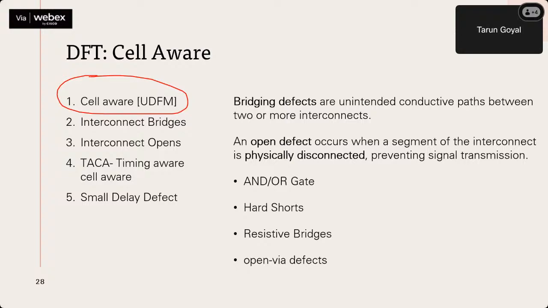So a bridge is basically an unintended conductive path between two layers, two interconnects. This occurs when segments that are physically disconnected between those layers were supposed to be connected, but they have a defect and opens between these two layers. So that's a kind of open defect. We call them ICB, interconnect bridge defect, and this is interconnect IO.